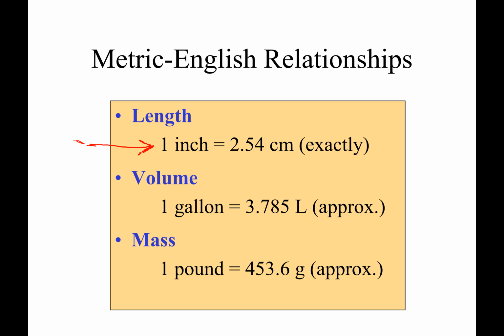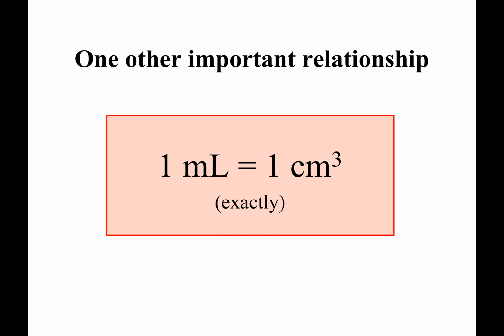So anyway, the other two are approximate, between the English and metric system with regard to volume and mass. Put another way, if you need these two on a test, I will give them to you. Okay? Not the first one. The last two I will give to you. Again, arrow, memorize. I think this is so cool.